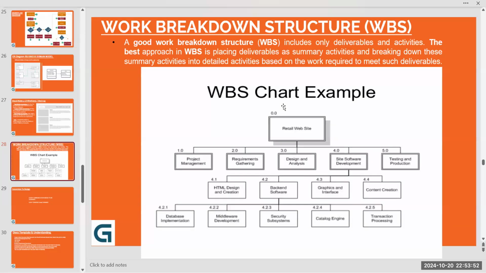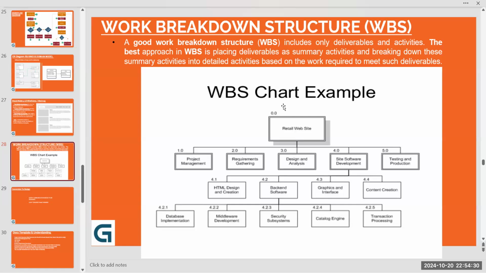4.1 HTML design and creation, 4.2 backend software, 4.3 graphics and interface, 4.4 content creation. Perfect. So from site software development, we have these four further bifurcations wherein we want to create the HTML design. Again, it's something to do with the web designing that we earlier learned: prototyping, low fidelity, high fidelity, medium fidelity. Then backend software, that means how the database will look, what should be there in the database, that we learned earlier in the ER diagram.